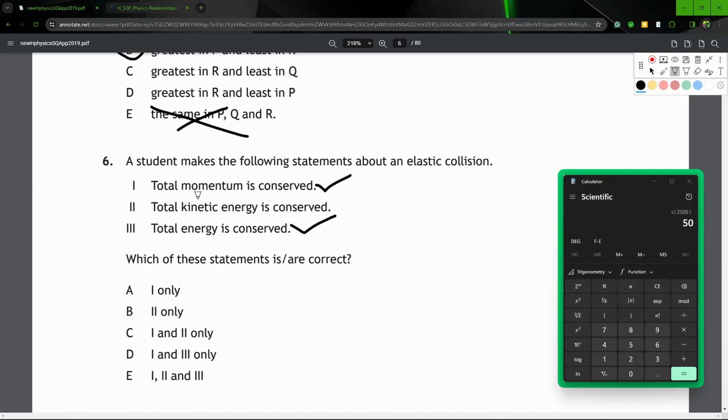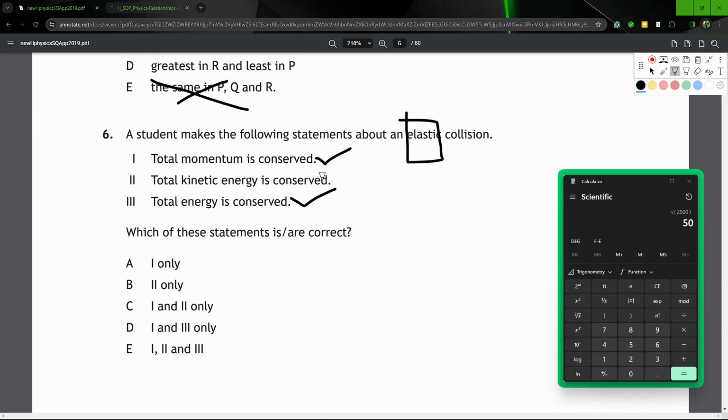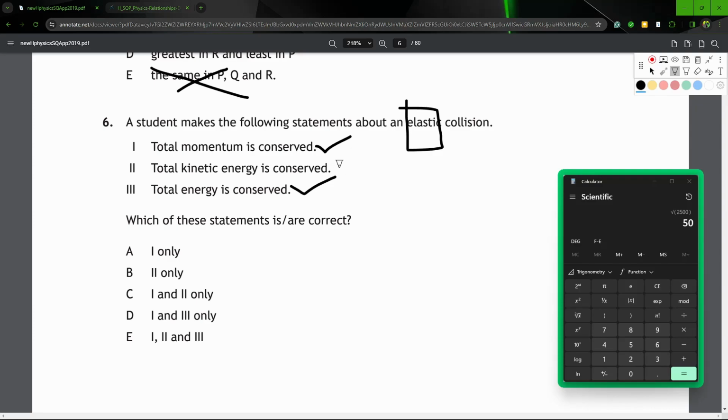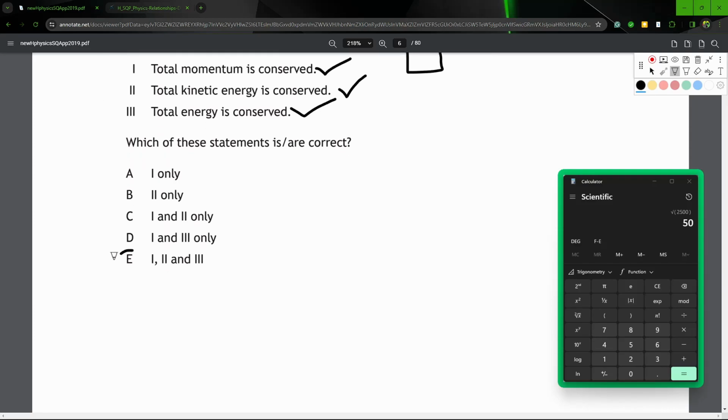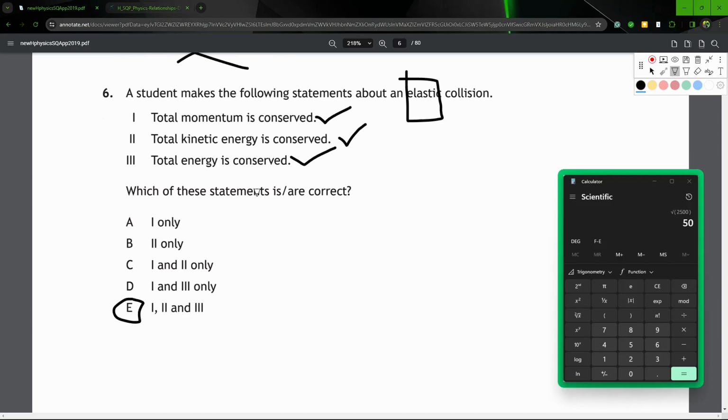So what about 2? Is total kinetic energy conserved? Well, it's an elastic collision, so it is. These are magical theoretical objects that don't release any energy as heat or sound, so they just perfectly smash together and then perfectly come apart with the same energy as before. So total kinetic energy is conserved, which means the answer is E.